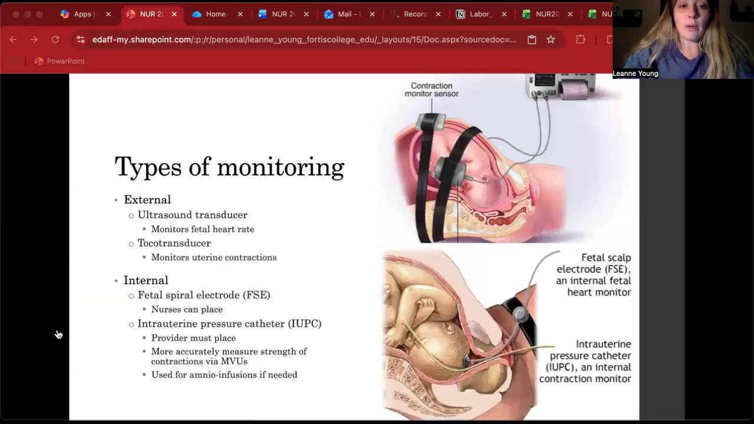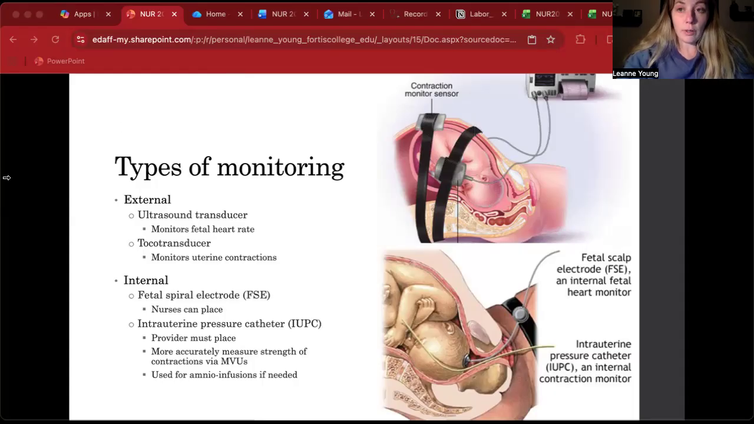Types of monitoring. So we have external monitoring. That's whenever you have the ultrasound and then the TOCO, or the contraction monitor, up here. The ultrasound transducer monitors your fetal heart rate, where the TOCO transducer is going to monitor uterine contractions. So this one down here is giving us our fetal heart rate and our fetal heart rate baseline. This one up here is showing us those contractions that we see on our fetal heart rate tracing.